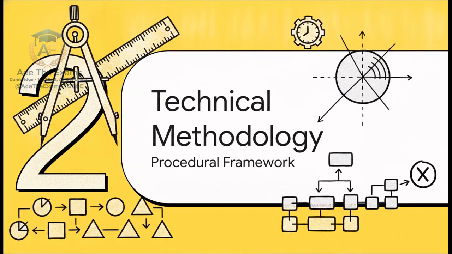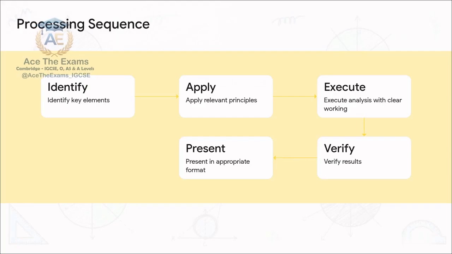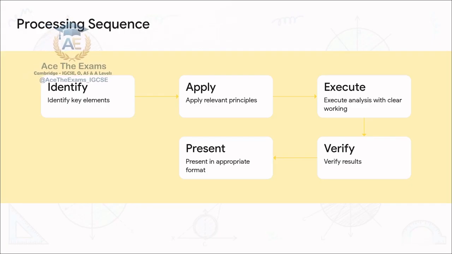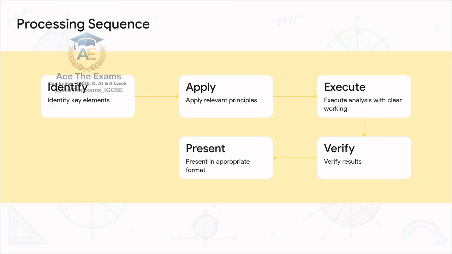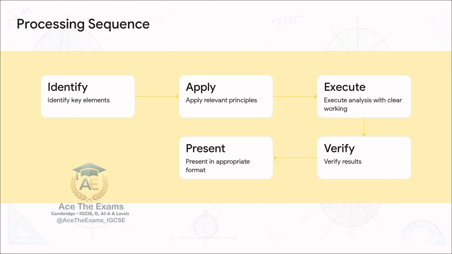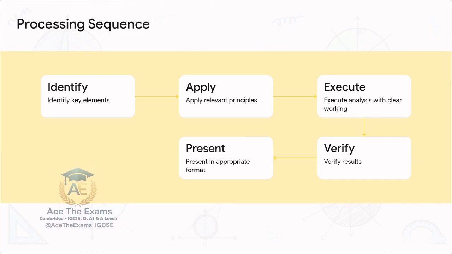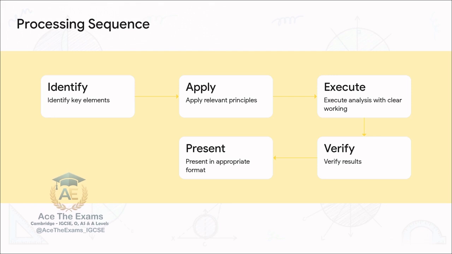Okay, moving right along to Section 2, Technical Methodology. Let's look at the procedural framework. This is your battle plan. It's an exact 5-step procedural framework that practically acts as the examiner's grading rubric. Step 1, identify key elements. Extract the center of the circle and the radius from the given equation. Step 2, apply relevant principles. If you're going the geometric route, firmly establish that the tangent is perpendicular to the radius.